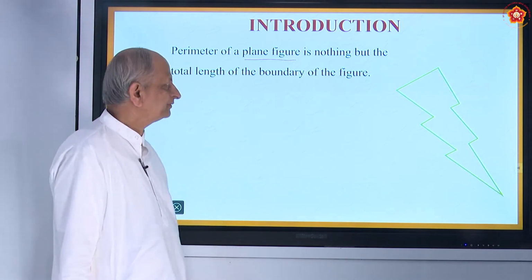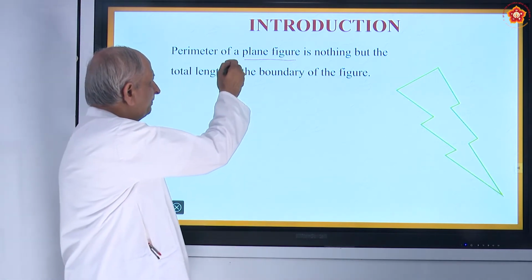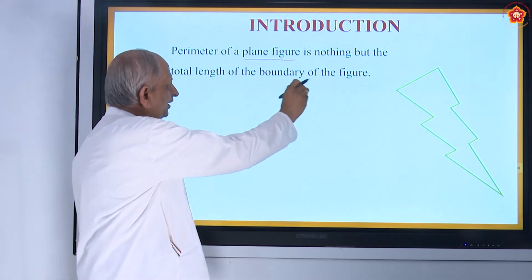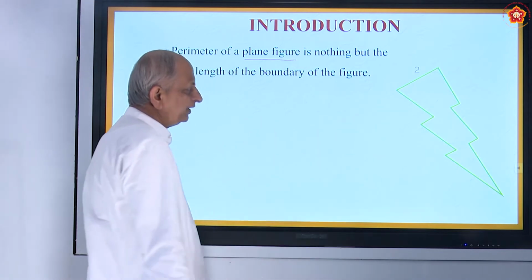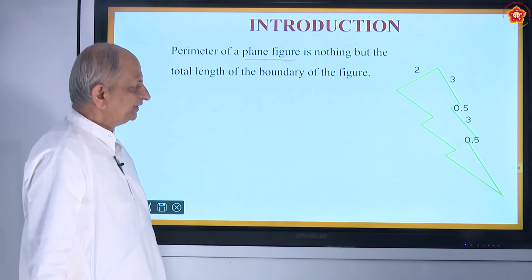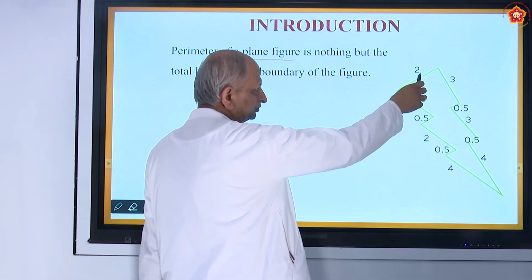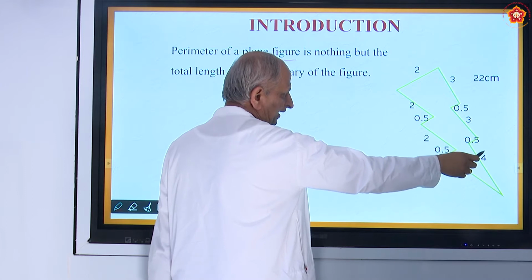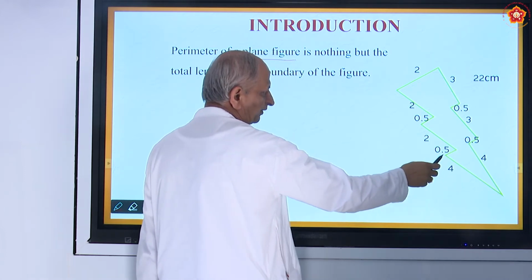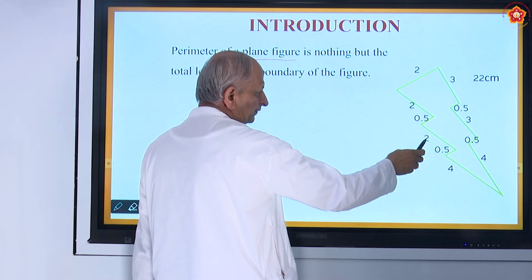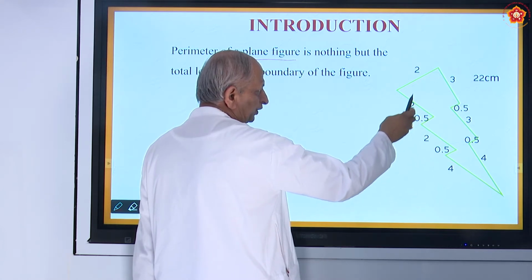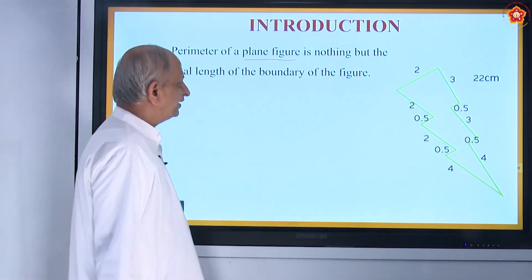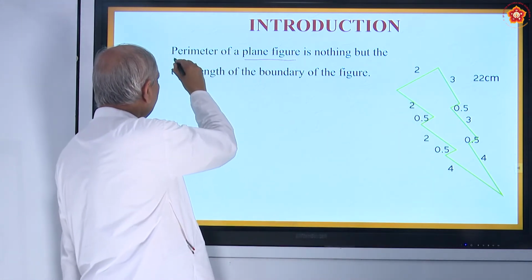But now we are discussing plane figures, which have a total length of the boundary of the figure. So this is called the boundary of the figure, and the total length, see here, starts from here: 2 plus 3 is 5, 5.5, 8.5, 9, 13, 17, 17.5, 19.5, 20, 22. So 22 is the total length of all sides. That is what is called the perimeter.